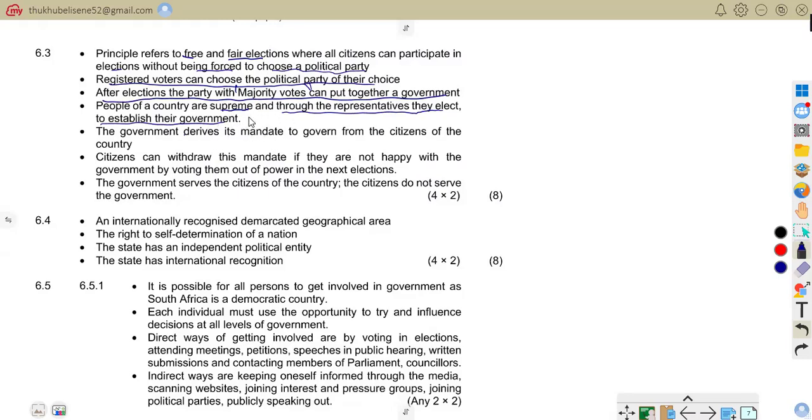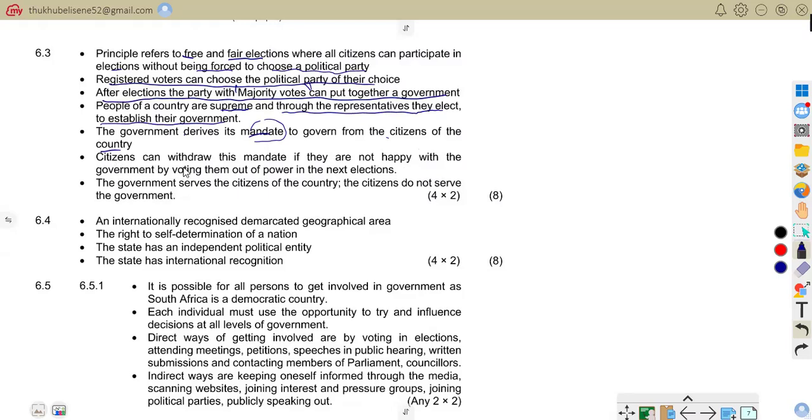They are going to be supreme through the representatives they elect to establish what? The government. The government derives its mandate to govern from the citizens of the country. So the mandate derives from the citizens of the country. That is why we are saying the government derives its mandate. The mandate of the government comes from what? The citizens of the country.